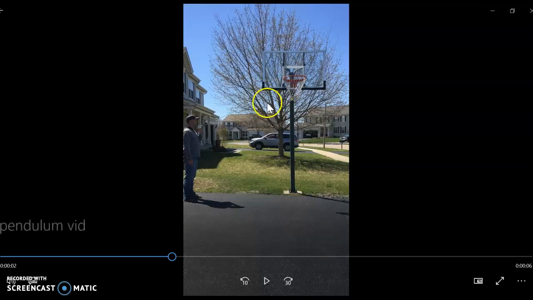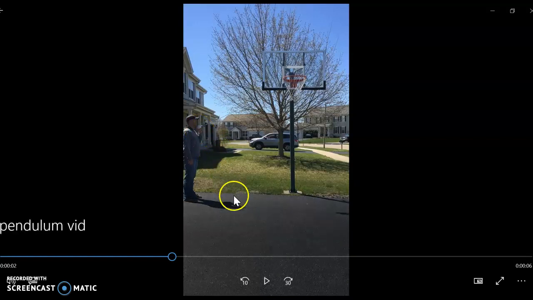So technically, the amount of energy at the beginning as it swings should be conserved all the way back up to this original swing, even though it doesn't hit my face, or as you can see, it doesn't come close to hitting my face.